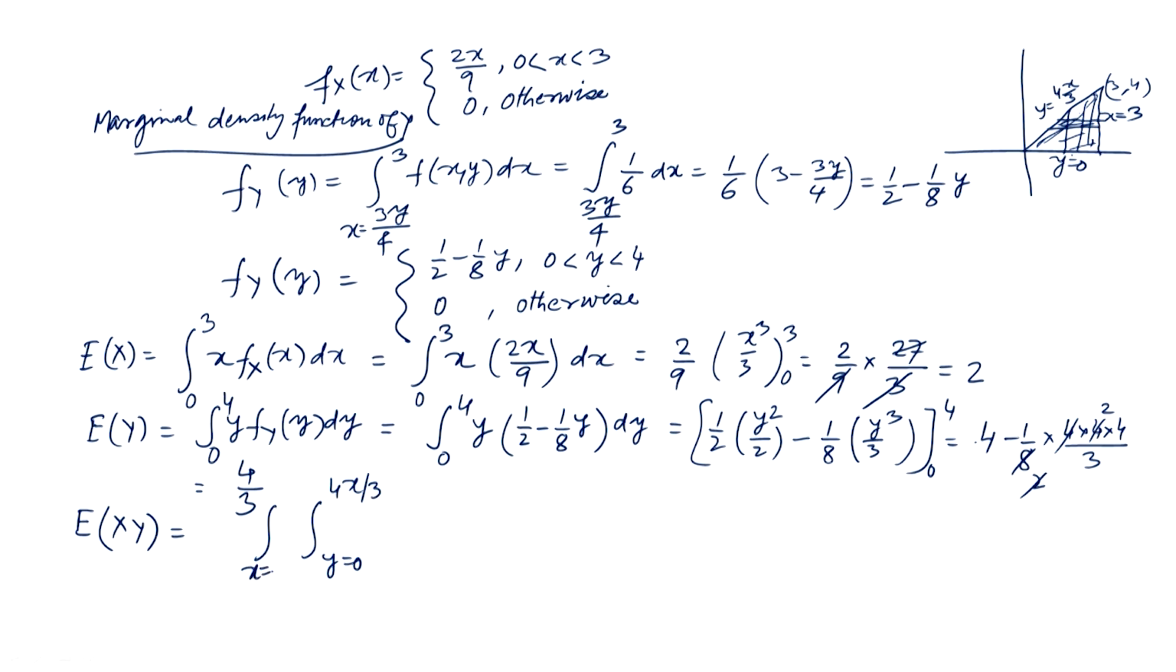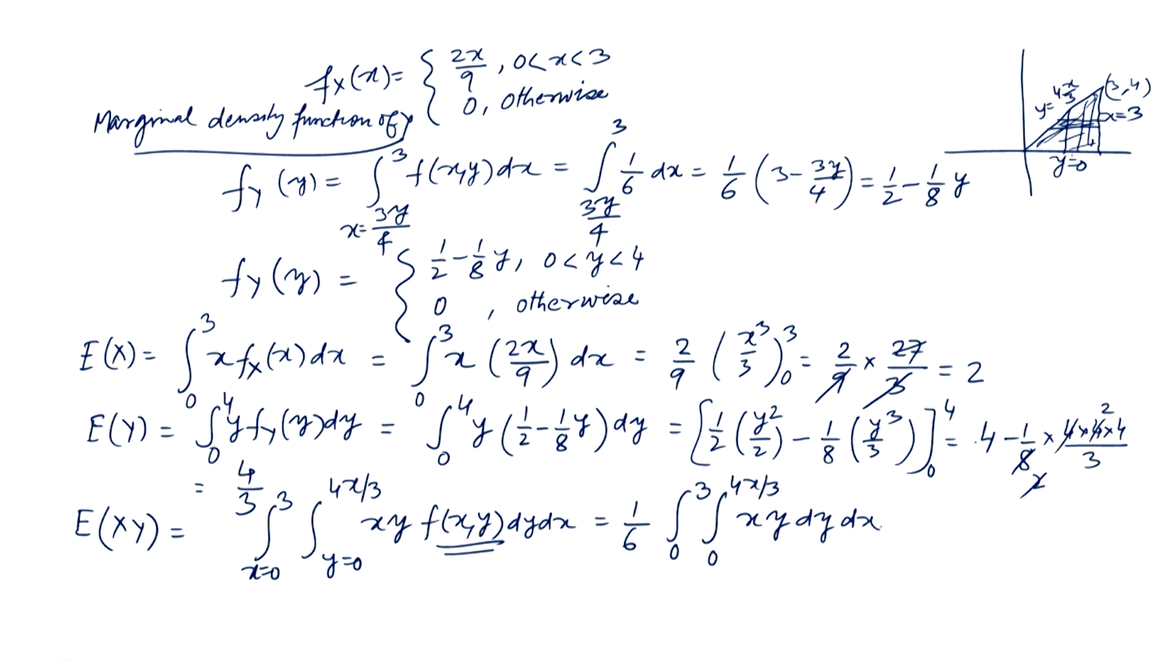X varies from 0 to 3 and we have x into y, f(x,y) dx dy. We are given f(x,y) equal to 1 by 6. So this is 1 by 6 times the integral over 0 to 3, integral over 0 to 4x by 3, of x into y dy dx. This f(x,y) is equal to 1 by 6 over region R.